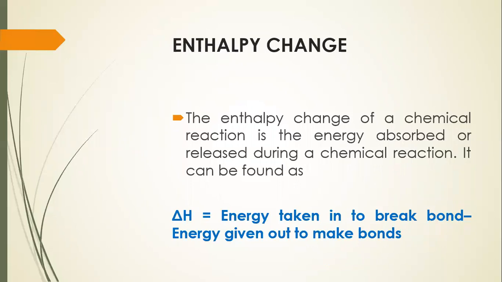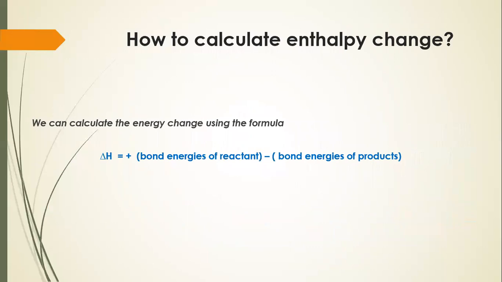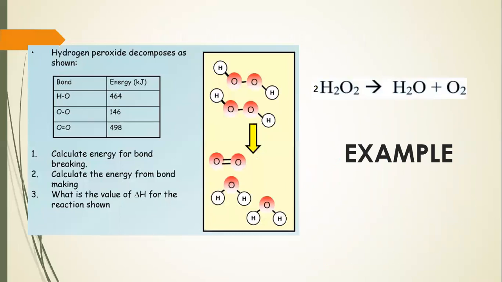As you know, the reactant side energy is given to break the bond, product side energy is given out to form the new bond. So delta H is equal to the energy taken to break the bond minus energy given out to make the bonds. So like the bond energy of the reactant minus the bond energy of the products.